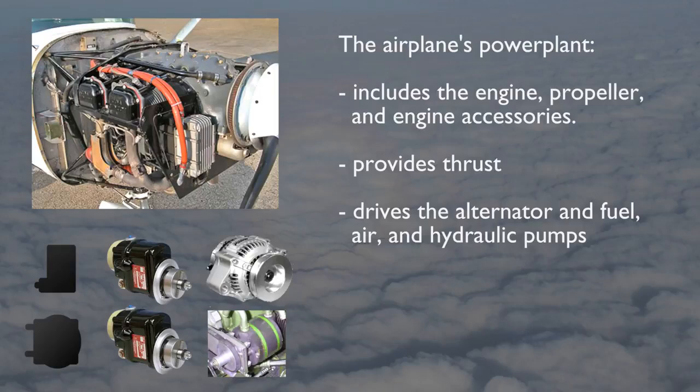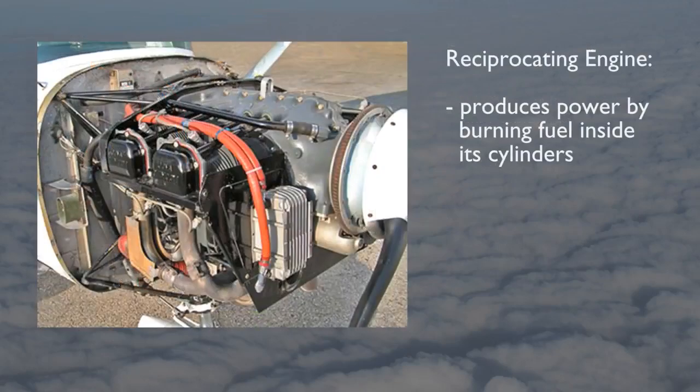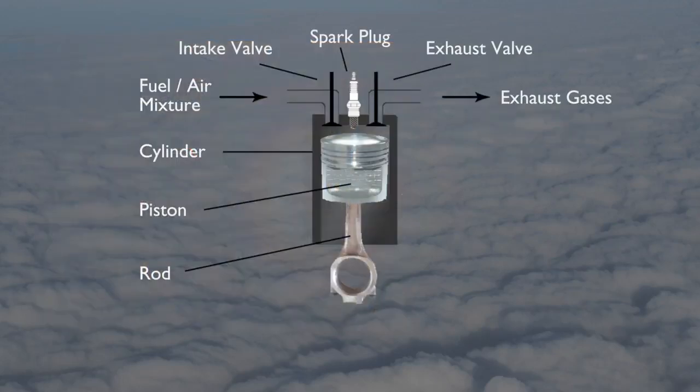At the heart of the power plant is the reciprocating engine, which produces power by burning gasoline inside its cylinders. This causes the back and forth or reciprocating movement of a piston inside each cylinder. Each piston is connected to a rod which translates this back and forth motion into the spinning of the engine's crankshaft.